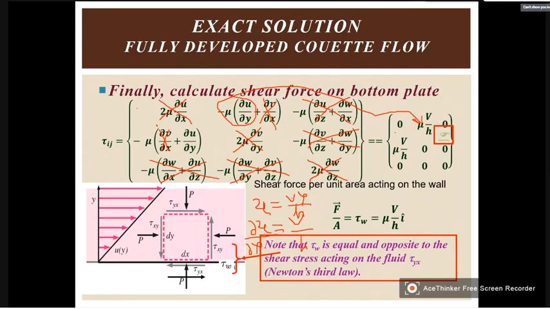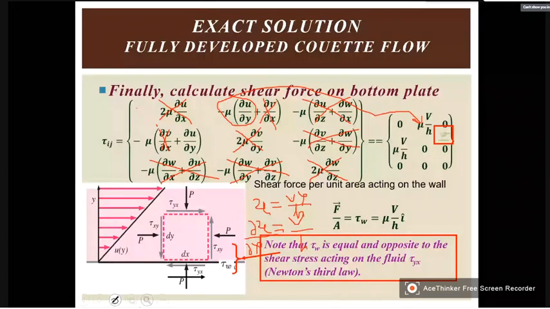Stress is nothing but shear force per unit area. Stress is equal to force by area. So this is the expression for shear force. Is it clear? No, all of you respond.